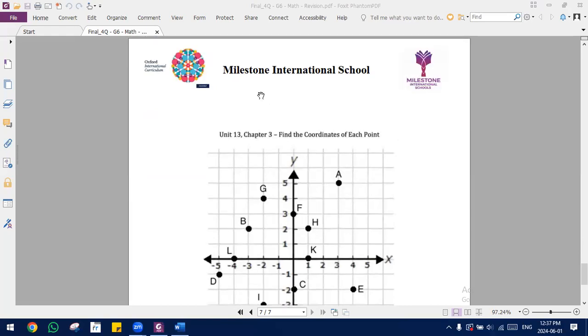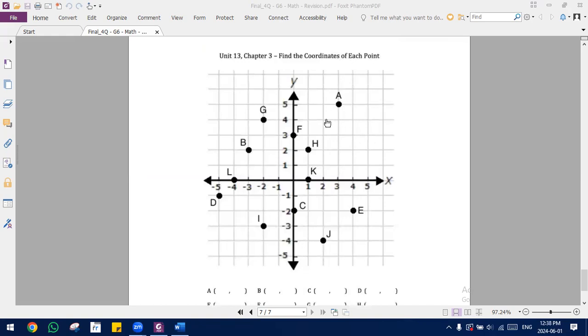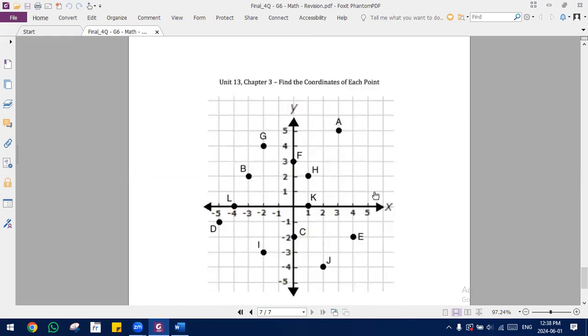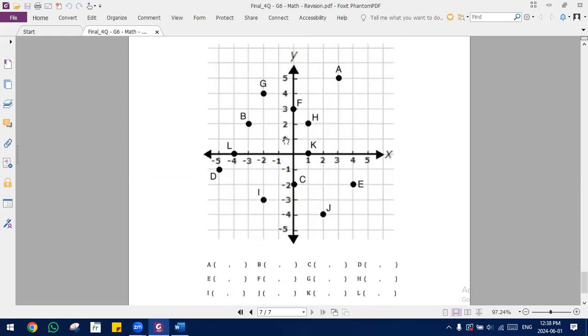Okay, next question. It says, find the coordinates of each point. So we have points, as you can see, A, B, C, and then it continues. So we need to write the coordinates. How do we write the coordinate? As you can see, the horizontal line is the x-axis. The vertical line is the y-axis. So each point should have two values: an x value, comma, the y value. x first because in alphabetical order, x comes first.